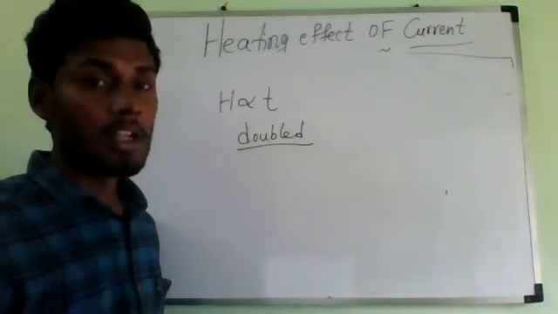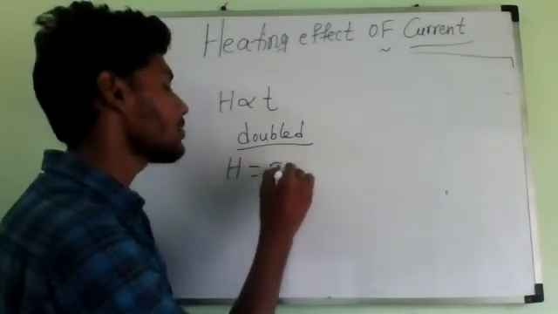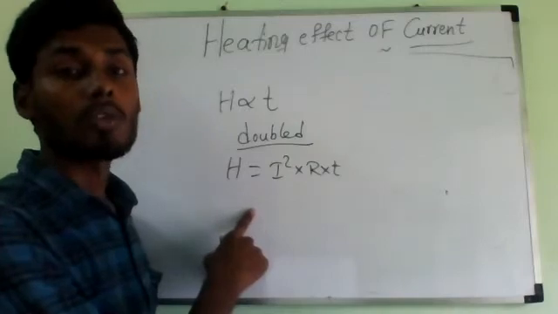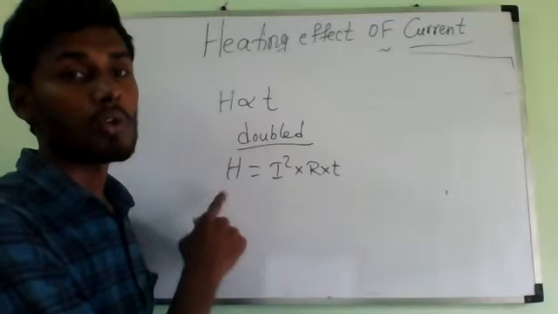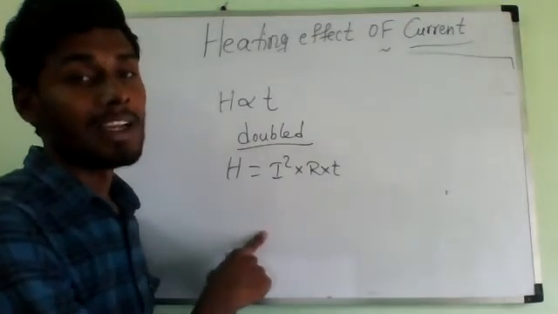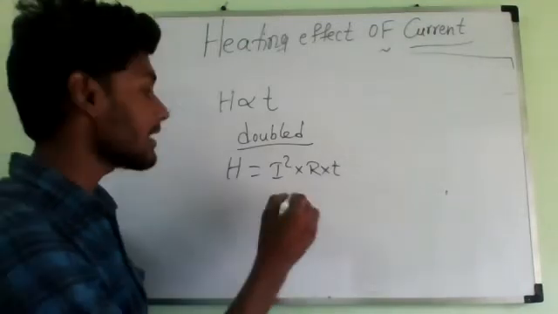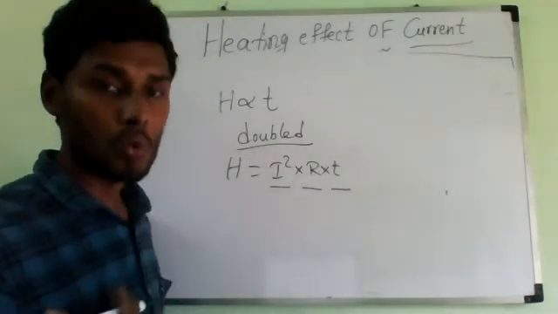Now let us see. So this formula H is equal to I square into R into T, we will use this formula to solve some problems based on the heating effect of current. Understand? So H is equal to I square into R into T, for calculating heat produced, can be used only if the current I, resistance R and time T are known to us.